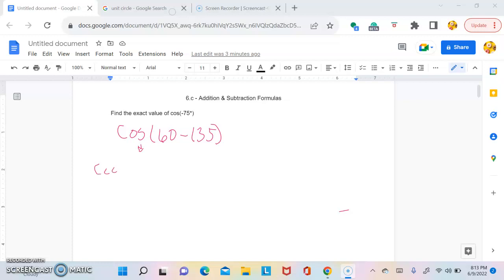So cosine, s is 60, times cosine t, which is 135.